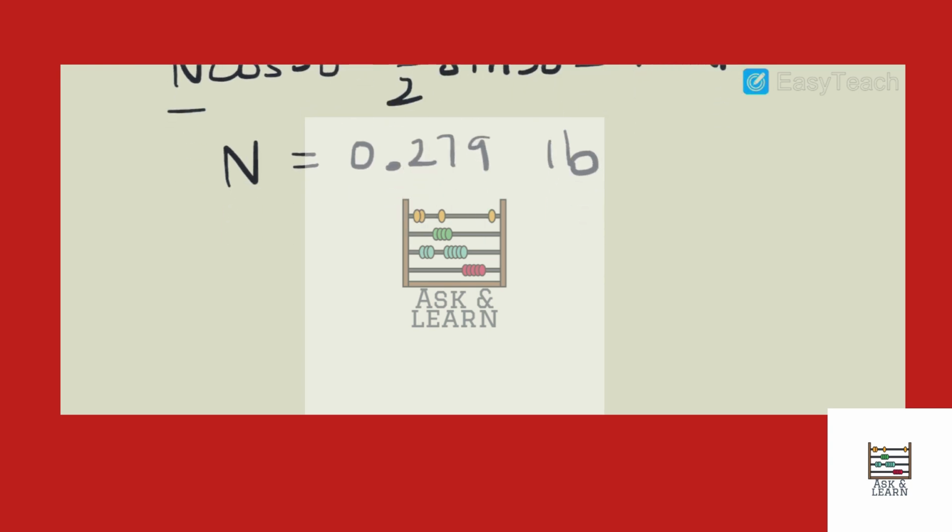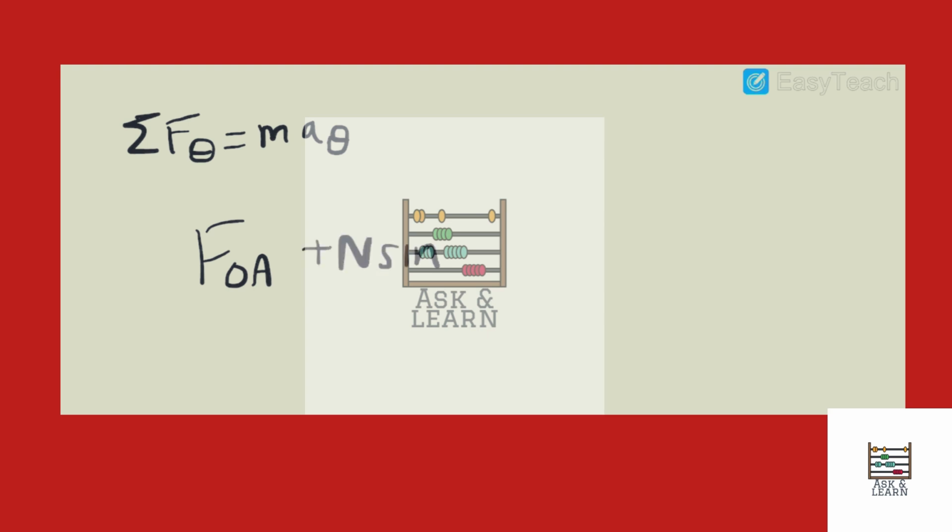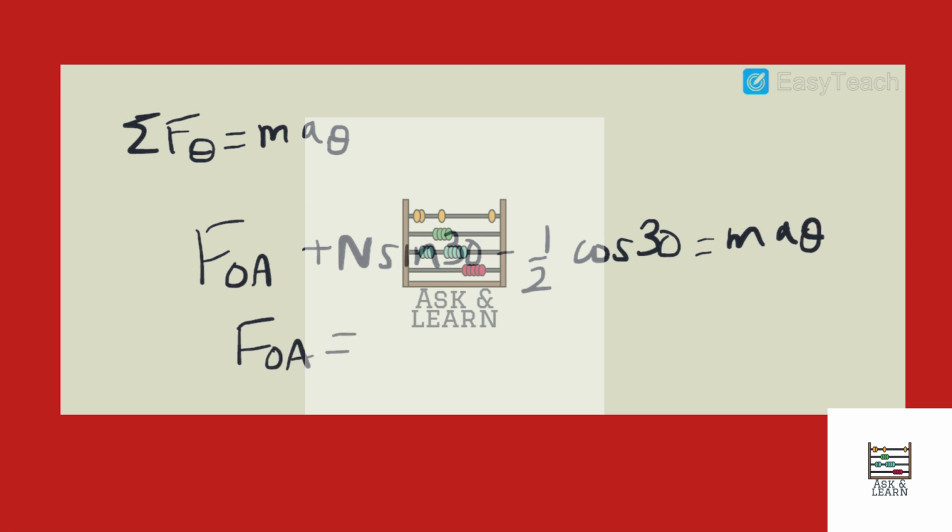Next, what we can do is resolve our forces in the theta direction, and so that net force in theta is equal to m times a theta. There we see that FOA plus N sine 30 minus 1/2 cosine 30 is equal to m a theta. This gives us an FOA that's equal to 0.3 pounds. And this is our final answer.